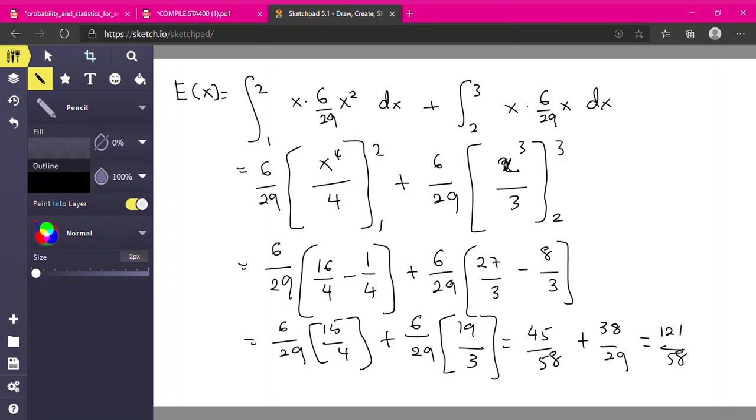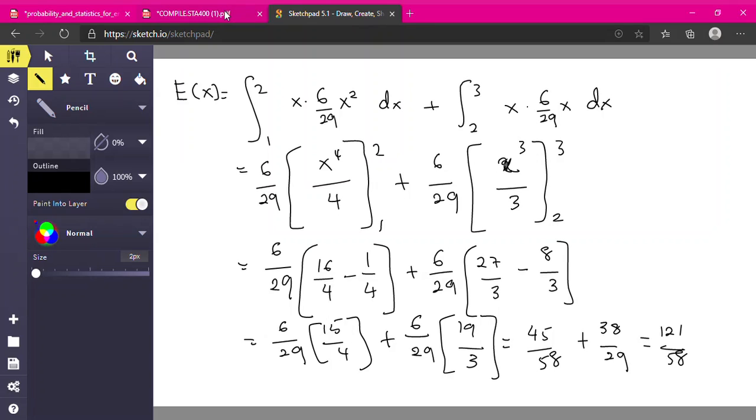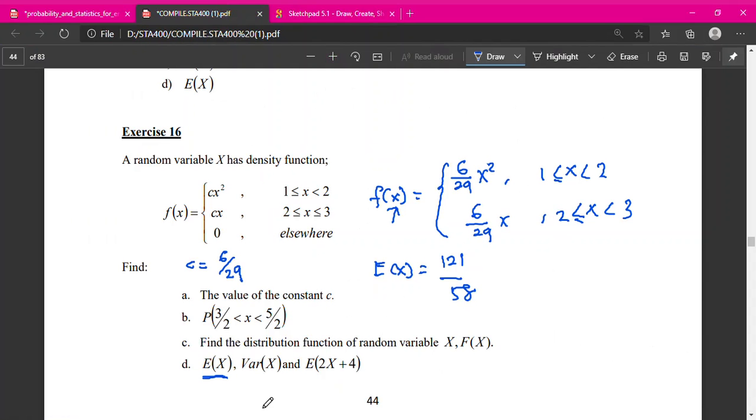Kalau you nak tukar ke dalam bentuk decimal places pun tak ada masalah. So we have expected of x, 1 to 1 over 58 tadi kan. Okay, 1 to 1 over 58. Alright, so we have expected of x. So in order to find the variance of x, we need the expected of x square. Okay, we need the expected of x square.